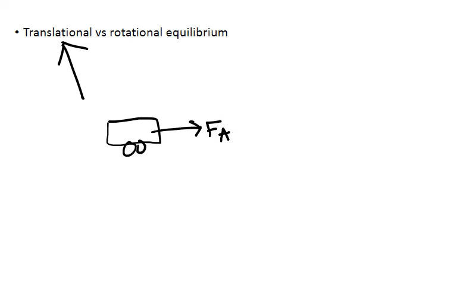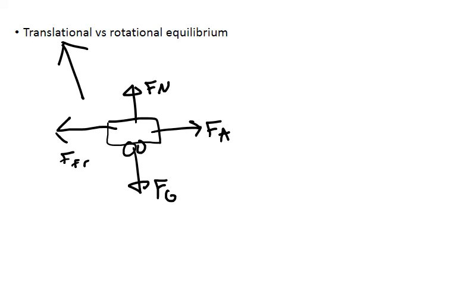Now remember, with translational and rotational equilibrium, translational equilibrium is left, right, up, down. So that would be like, you've got a car, you've got a force applied this way, a force of friction this way, and let's say you've got a normal force and a force of gravity. Well, if everything is balanced, it's in translational equilibrium. That means it's not accelerating.